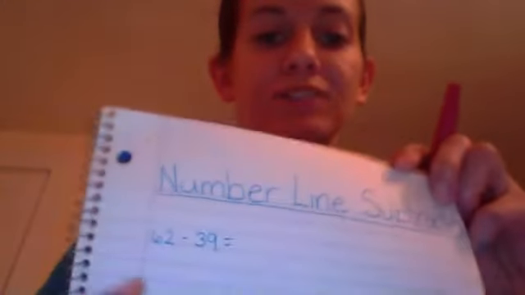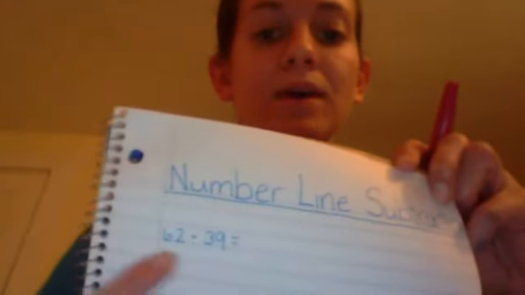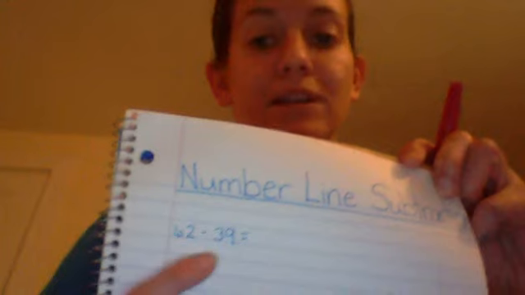Another strategy or method for subtracting is using a number line. Now you can either draw your own little mini number line on paper, or you can also imagine a number line in your head. I have mine drawn on paper and I'm going to show it to you. Right here for number line subtraction, I have 62 and I'm taking away 39.